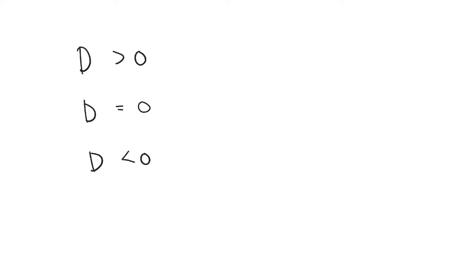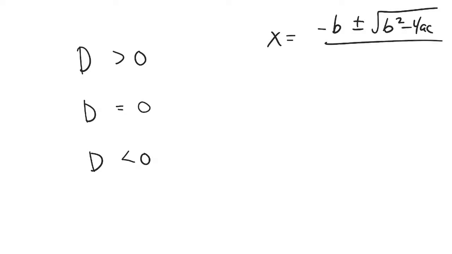All right, so let's start real quick by talking about first the quadratic formula, which is where the discriminant comes from. So we start by saying this: negative b plus or minus the square root of b squared minus 4ac all over 2a. This quantity right here is the discriminant, b squared minus 4ac.